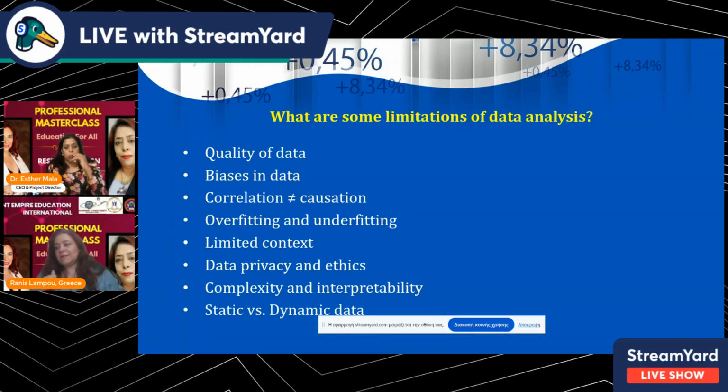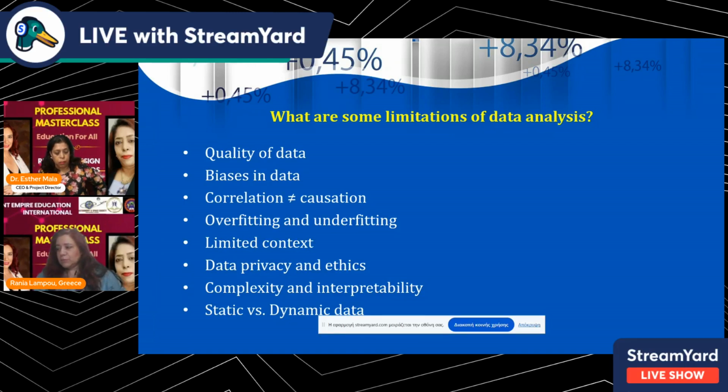Overfitting and underfitting. In predictive modeling, overfitting means that the model is too closely tied to the training data and performs poorly on new data. On the other hand, underfitting means that the model is too simple and misses important patterns. In limited context, data alone often lacks context, so understanding the domain and real-world factors is essential. Numbers don't capture everything. For example, numbers cannot capture emotions or cultural factors.